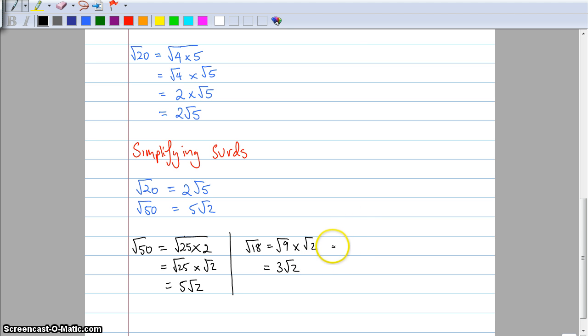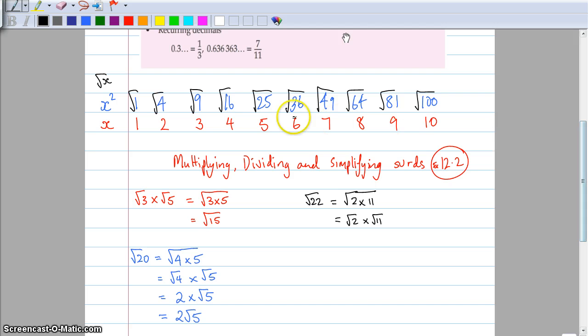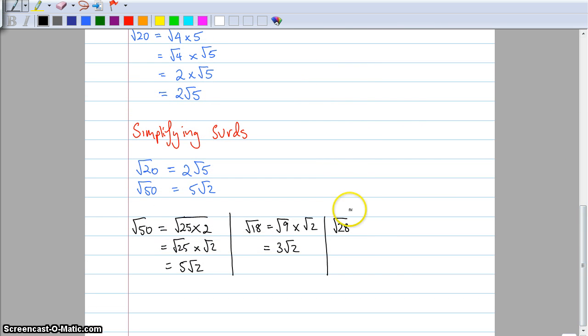Now let's try another one. Imagine I've got the square root of 28. Again, I look up at my numbers. Square root of 28, where is that? Well, 25 is not going to go into it. 16, no. 9, no. 4 is going to go into it. We always try and go from the top. I'll show you an example later on why we do that. So that is the square root of 4 multiplied by root 7. And that becomes 2 root 7.